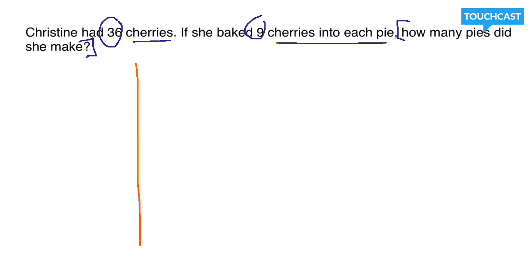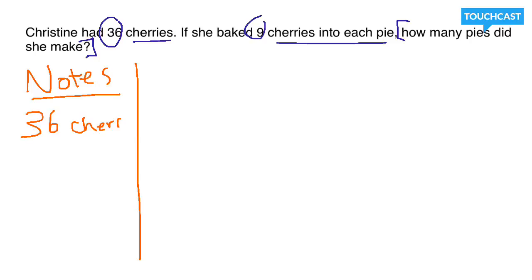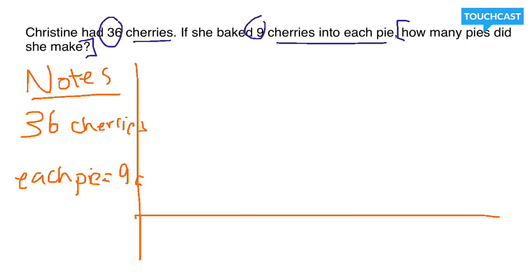All right, guys, we are back. So let's see if you took notes. I forgot to remind you to do that. If you forgot, make sure you're doing it with me. So Christine has 36 cherries. Delicious. And she baked 9 cherries into each pie. So each pie equals 9C, or 9 cherries. And the question is, how many pies did she make? She made blank pies. Easy as that.